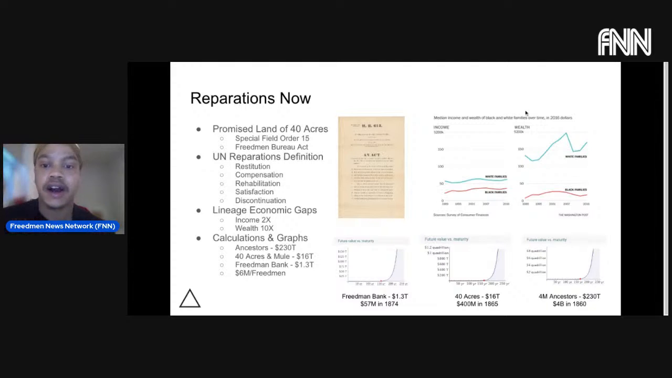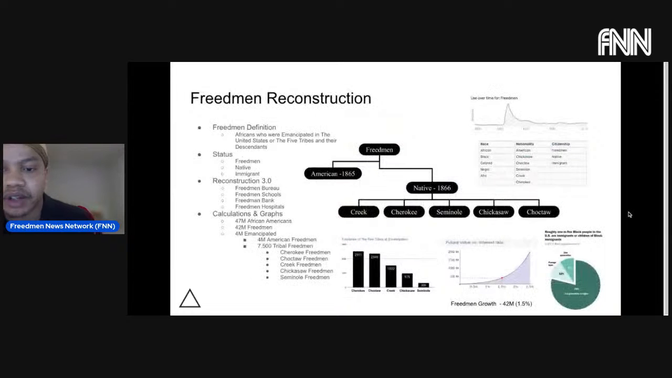Interesting fact in terms of the racial wealth gap, the number that Dr. Darity and Kirsten Mullen calculated to close the racial wealth gap, which is about $16 trillion in today's dollars, is equivalent to the 40 acres and a mule. Those are two separate calculations, but the fact that they're identical says a very important fact. Okay, let's go to Freedmen Reconstruction.